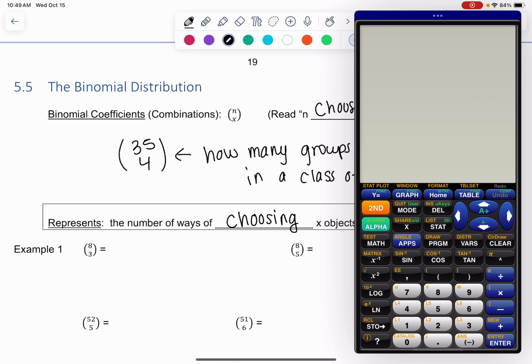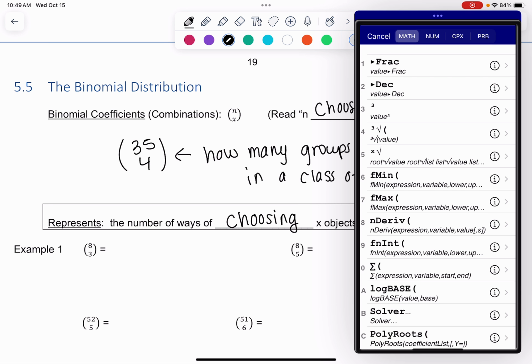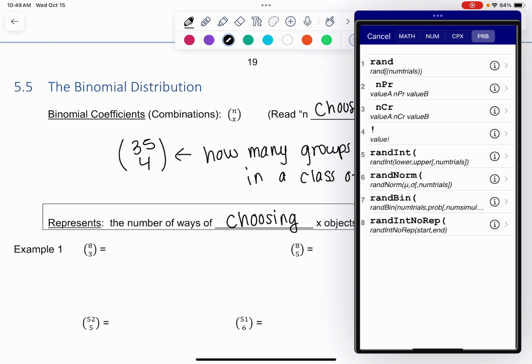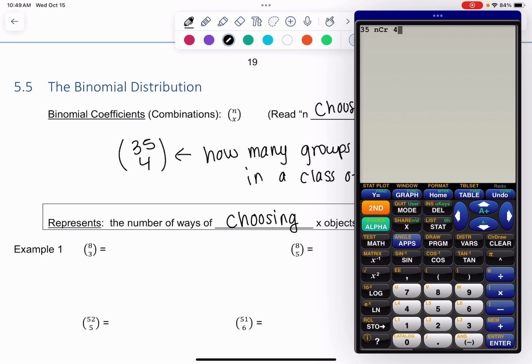So I'm going to type the first number. I'm going to do 35. I'm starting with the one I just made up, math. And then you're going to scroll all the way over to PRB or PROB, probability. And then you'll see NCR. And then you type the second number. So there's 52,360 different groups of 4 I can make.